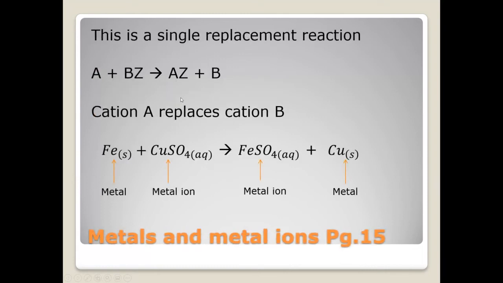Okay, so looking now at metals and metal ions specifically here, this looks at a single replacement reaction in this case, again modeled by A plus BZ equals AZ plus B, where we just switch A and B, or replace B with A. Same thing we looked at in the previous slide here. So again, A switches with B. So the products over here, A has taken the place of B, and B has taken the place of A. These are the cations, again, doing this switcheroo.